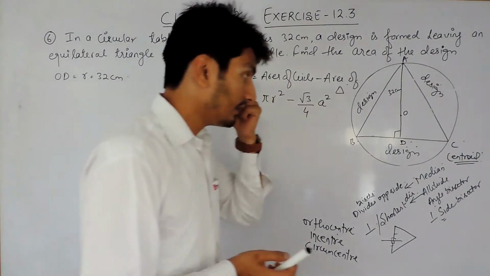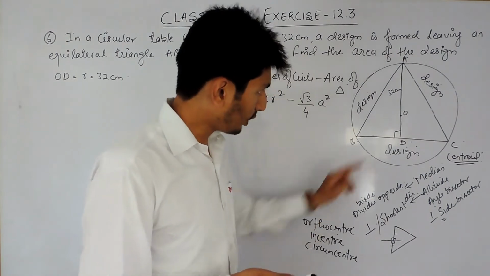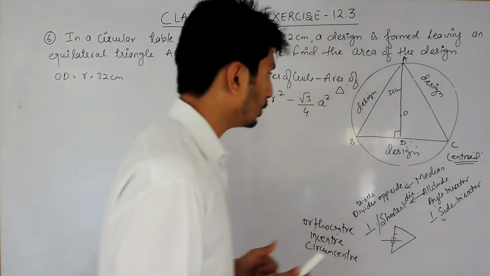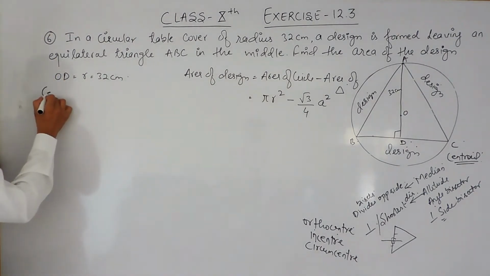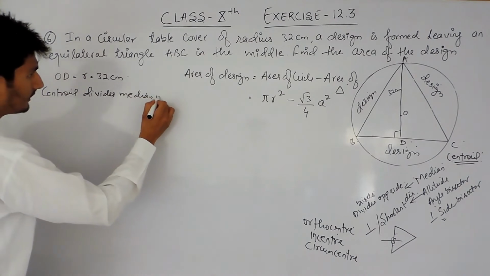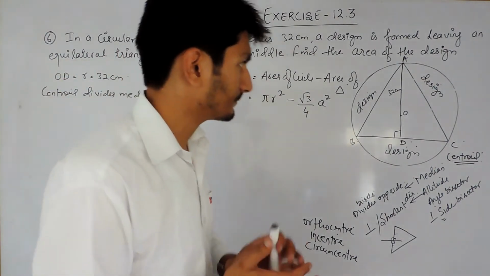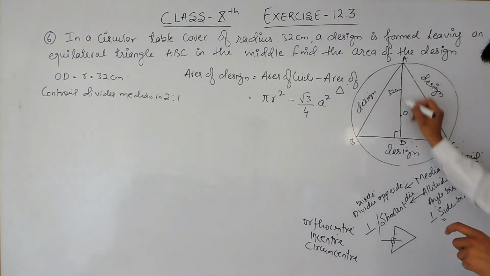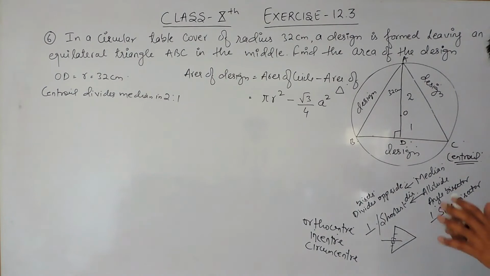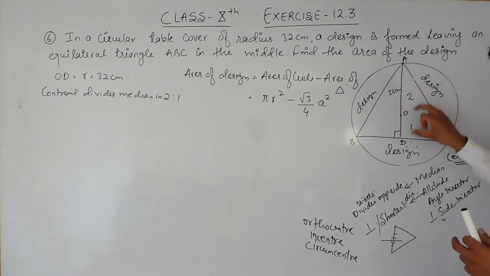Now the second finding is, I have told you this point O will act as the centroid, as the orthocenter, as the incenter, as the circumcenter. Because this point is circumcenter, this is my radius for the circle. And because this point is my centroid, there is a theorem according to which the centroid divides the median in the ratio 2:1. That means if this value is 2, this value will be 1. Okay? Have you got it?